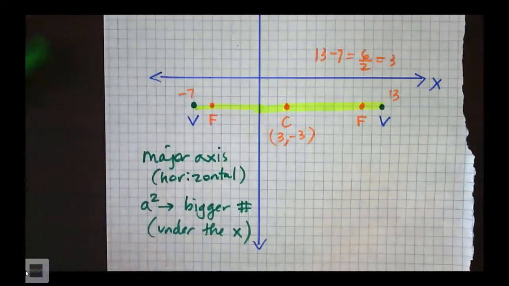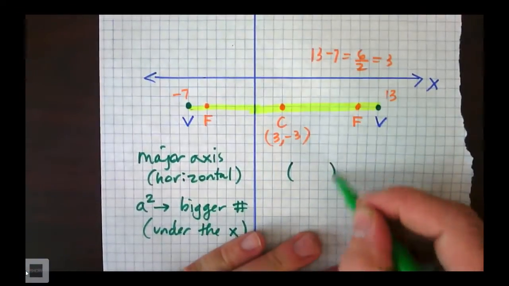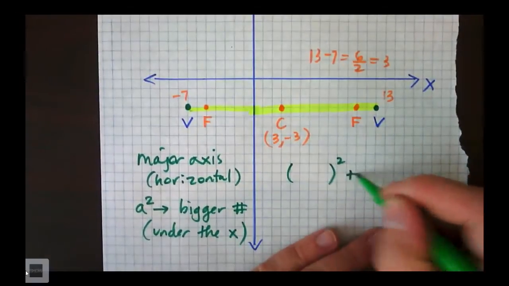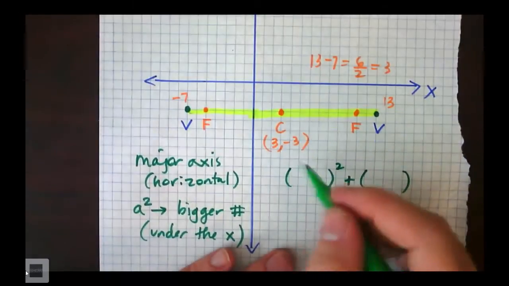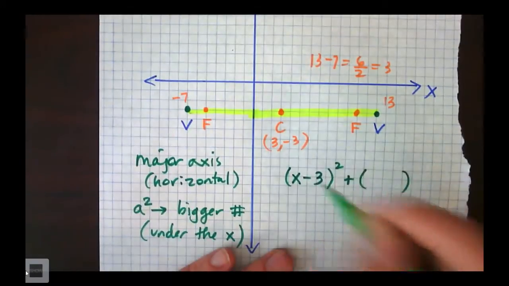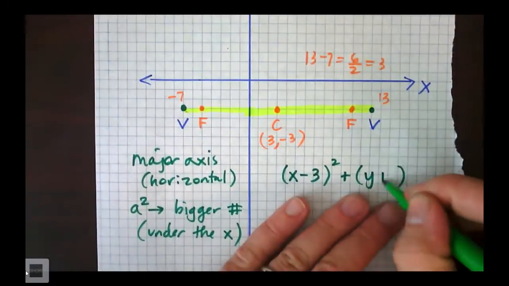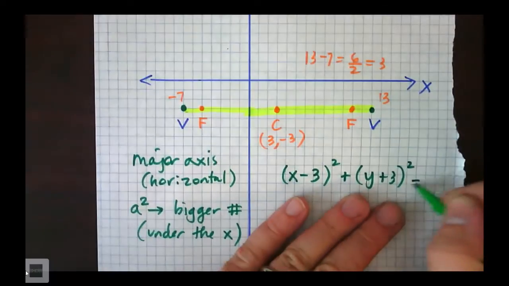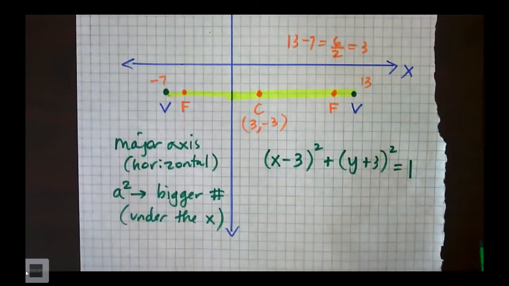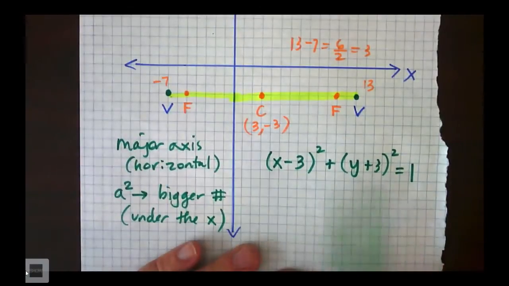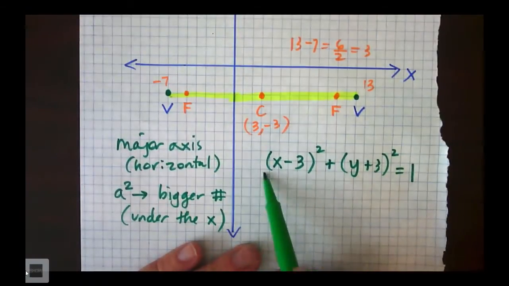Now, how does that help me? Well, if I know the center, then I can write two parentheses with a plus sign between them, and I know it's going to be the opposite, so x minus 3 and y plus 3. And I know if it's an ellipse, it should be equal to 1. This is where I told you guys to take my word for 1. The equation in your book is insane.